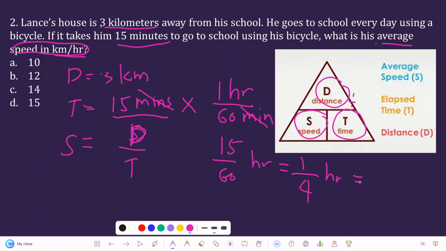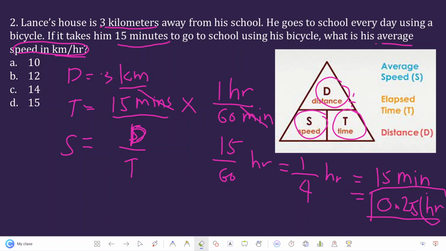At ano ba ang 1/4 hour? This is equal to 15 minutes. Okay? Or, kung sa decimal, this is equal to 0.25 hour. Okay? So we will use 0.25 hour in our computation para makuha natin ang kilometers per hour. Okay, before that, magbura muna tayo dito para masulatan tayo.